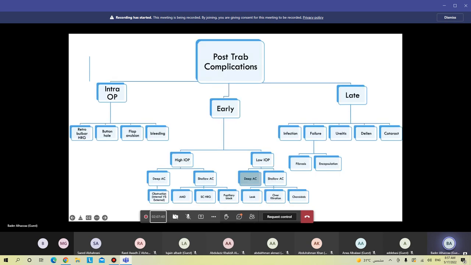These also, the post-op complications can have intra-op, early and late. Please take photos and review them. It's very important to have, you can see high and low IOP in the early part. These differentials are very important. A lot of residents get confused about them, but it's not difficult. It's easy. Just think about it logically, because it's a common question also on exams. You just choose a diagnosis depending on the IOP and the AC depth.